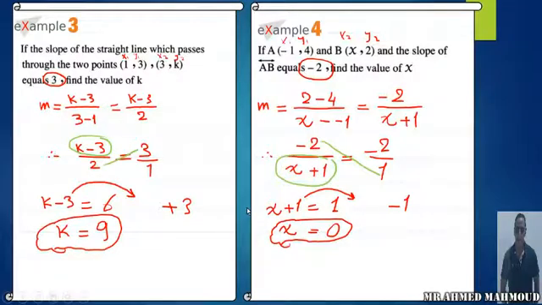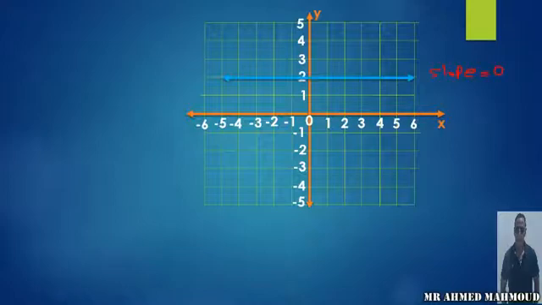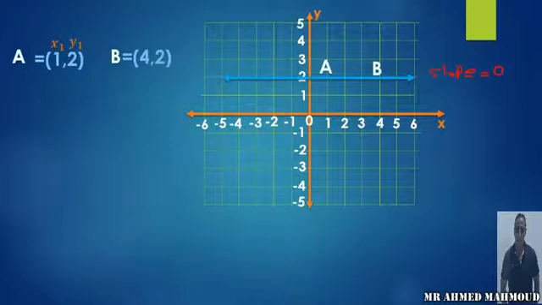Now we are going to study two special cases of the straight line. If we have a graph like this, a line parallel to the x-axis, the slope equals 0, as we said before. By choosing 2 points on the straight line, A here and B here. A equals, as we see, (1, 2), which is x1, y1. B equals (4, 2), which is x2, y2.